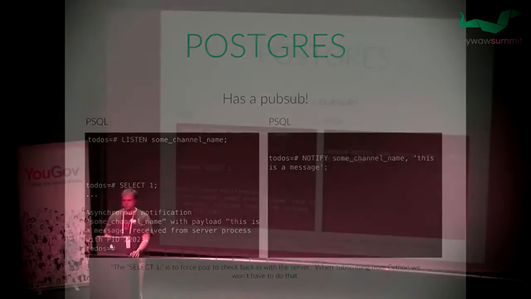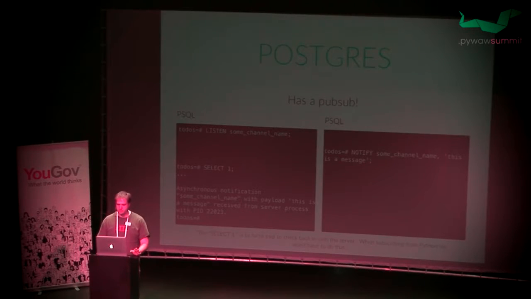Postgres, you may not know, has a pub sub built in. So it takes the SQL standard and it adds 2 commands, LISTEN and NOTIFY. So if you have a couple windows open and you type LISTEN in one and you give it an arbitrary channel name and you type NOTIFY in the other, then back in your first window you can see the message coming across.